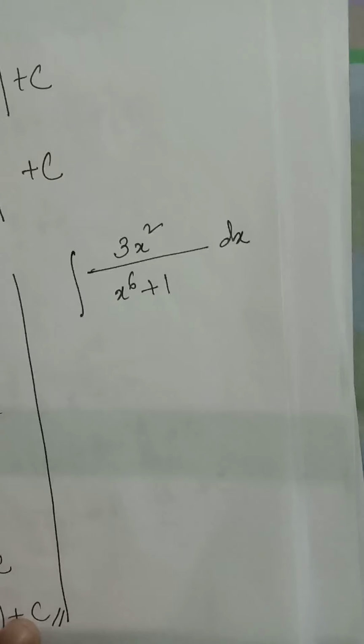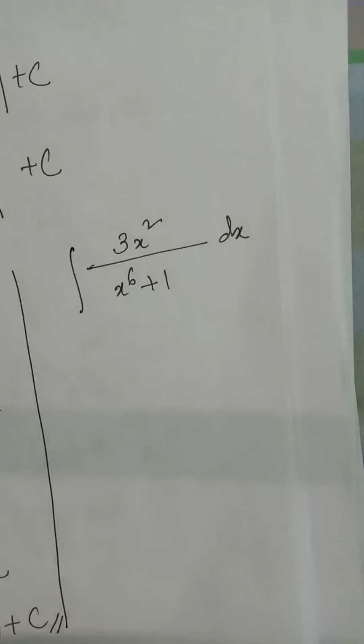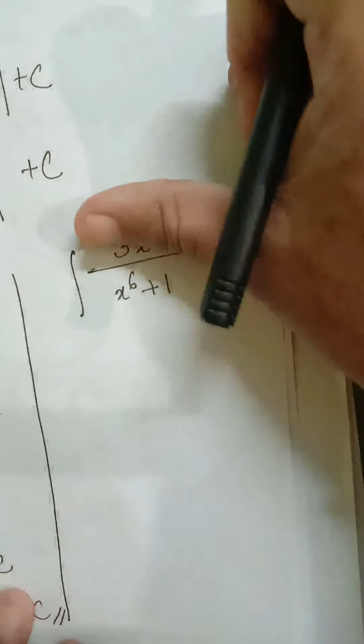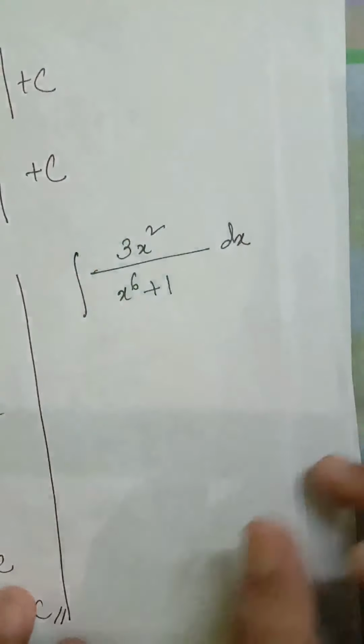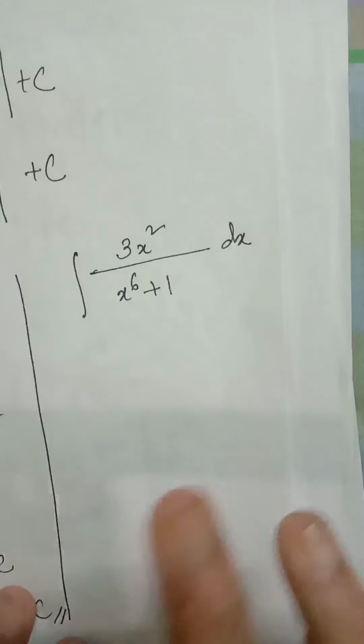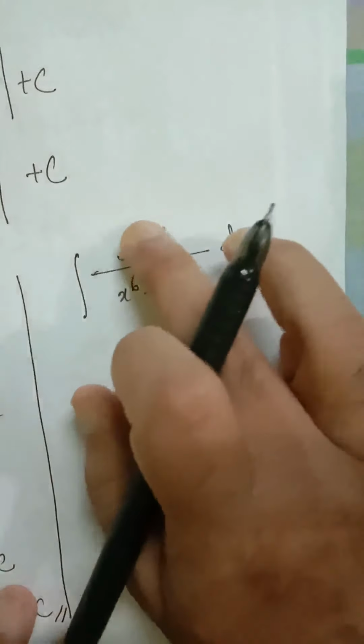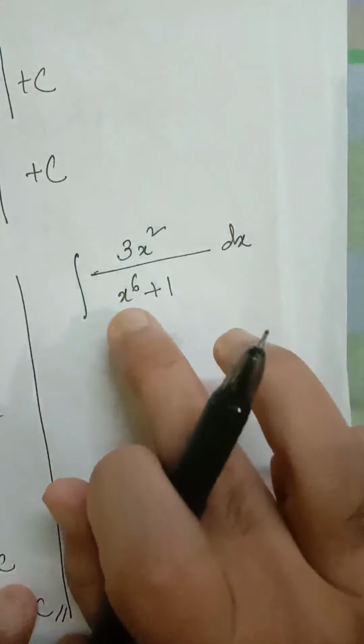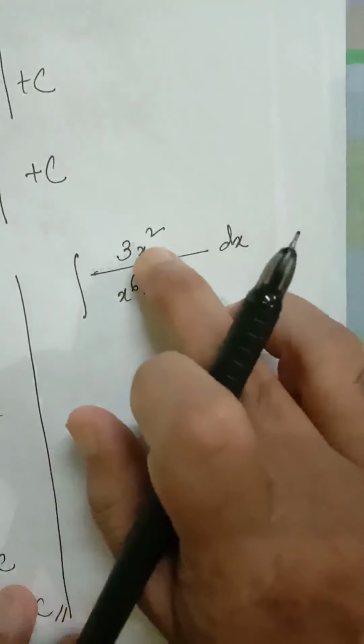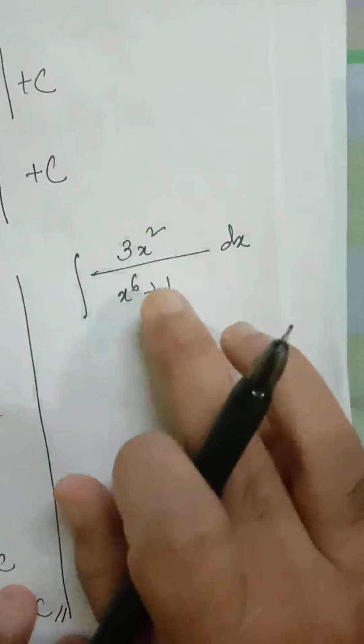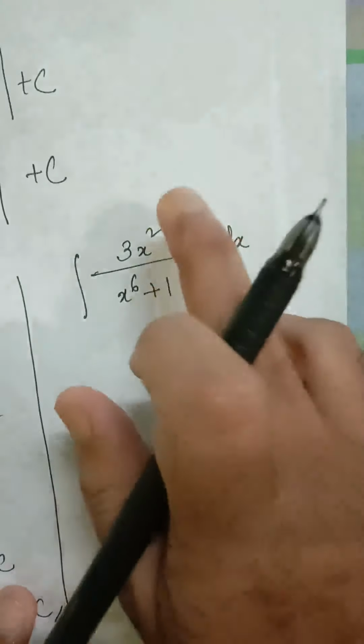Next, to integrate 3x square divided by x to the power 6 plus 1. Now again, we know in the standard integrals the numerator is always 1. First of all, we have to change this to a standard integral. Now for that, how do we have to think? If we differentiate x cube, we will get 3x square. So the derivative of x cube gives 3x square.